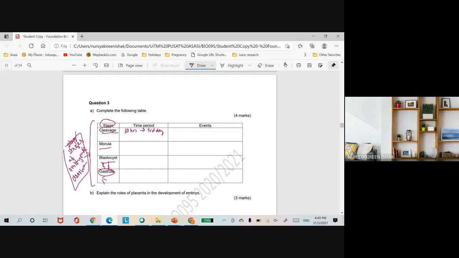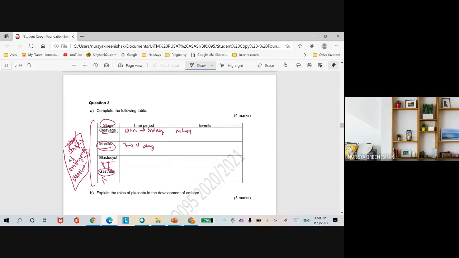Sel tu divide kan daripada 1 sel jadi 2 sel, jadi 4 sel, 8 sel, 16 sel, 32 sel, morula kan. So dia melibatkan proses mitosis. Okay, mitosis to increase cell number. Divide jadi sampai morula ni. Okay. So morula ni is formed during the 3rd day until the 4th day after fertilization.